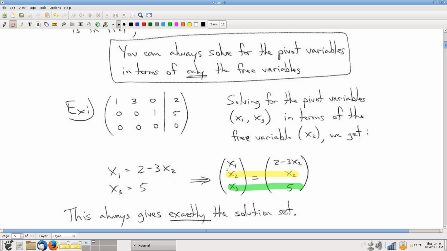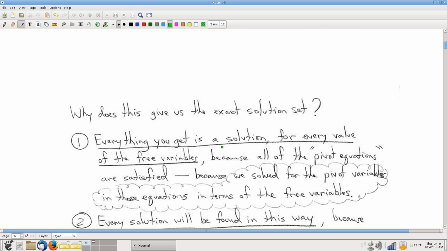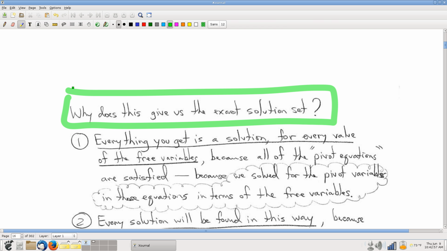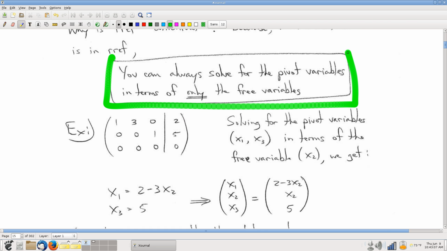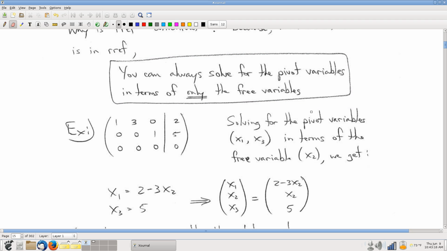Alrighty. So this is how we turn a reduced row echelon form system into solutions. This little process right here. Okay. Now, a couple of questions. I've made the assertion that this gives us the exact solution set. How do I know that? Well, it all ultimately boils down to this idea here, that in reduced row echelon form systems, you can always solve for the pivot variables in terms of only the free variables. Okay.